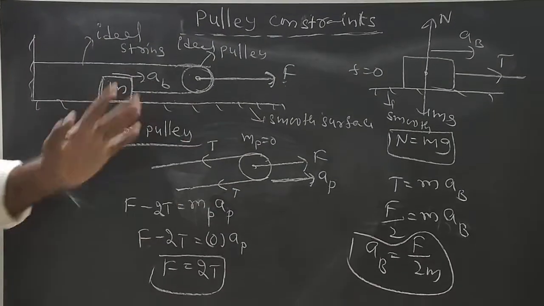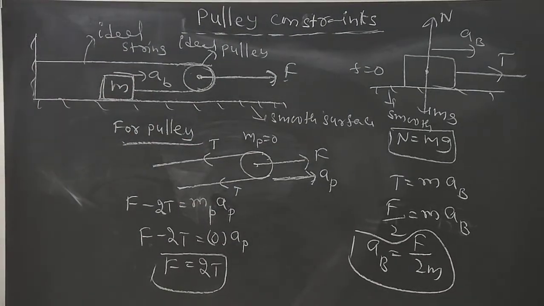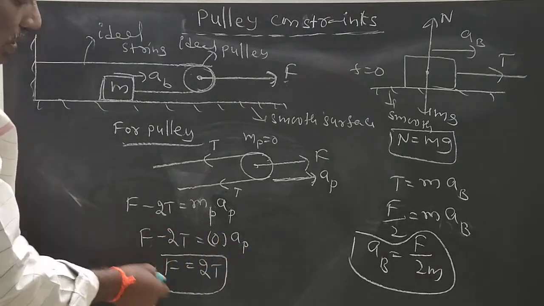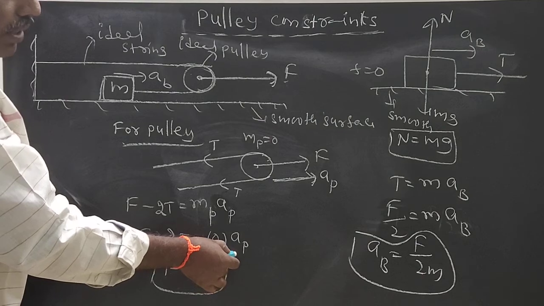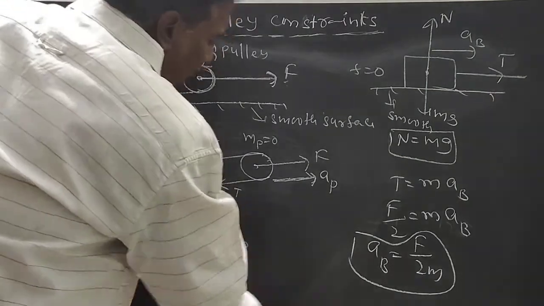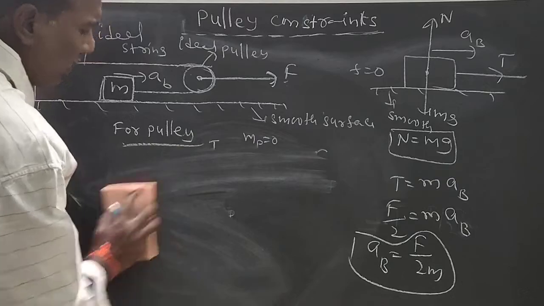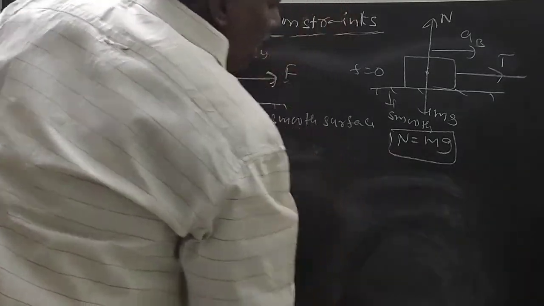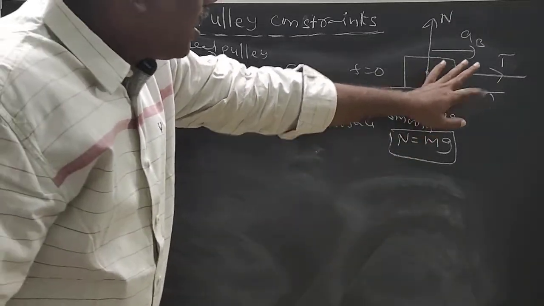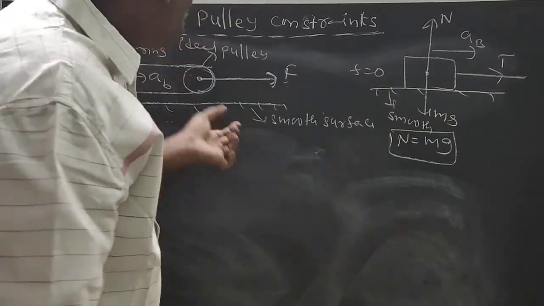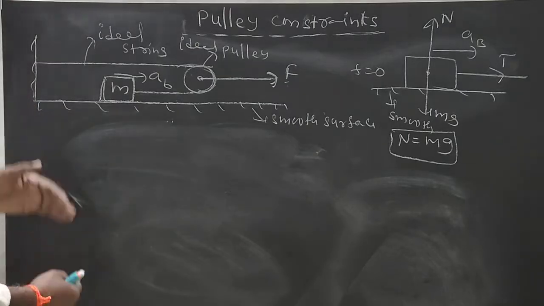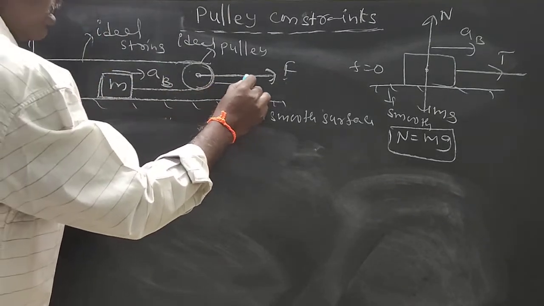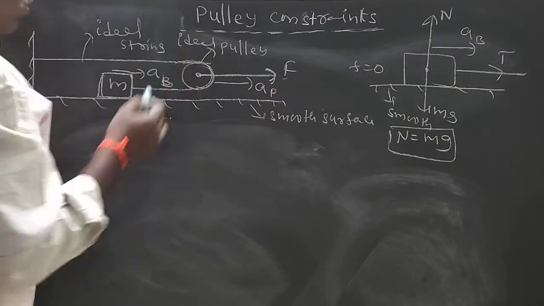How to find the acceleration of the pulley? Here F is equal to 2T. There is no use of this equation to find the acceleration of the pulley. But there is a relation to find the acceleration of the pulley. Here the acceleration of the block is calculated. How to relate the acceleration of the block and the acceleration of the pulley? Suppose this is the acceleration of the pulley.